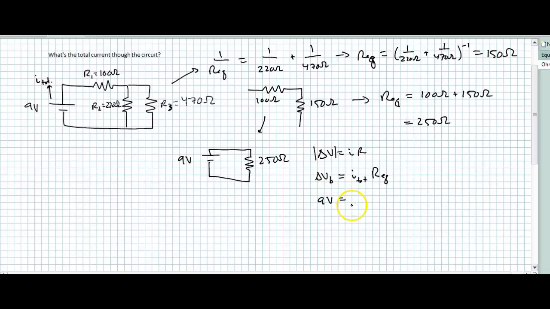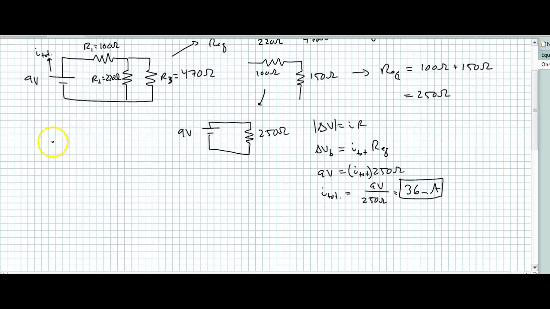9 volts is the unknown current times the 250 ohms, equivalent resistance. So I total is 9 volts over 250 ohms, which is 36 milliamps of current. Now once I know this, I can go and solve the rest of the circuit. The problem is over here, but just for practice, I'll show you the rest of solving the whole circuit.